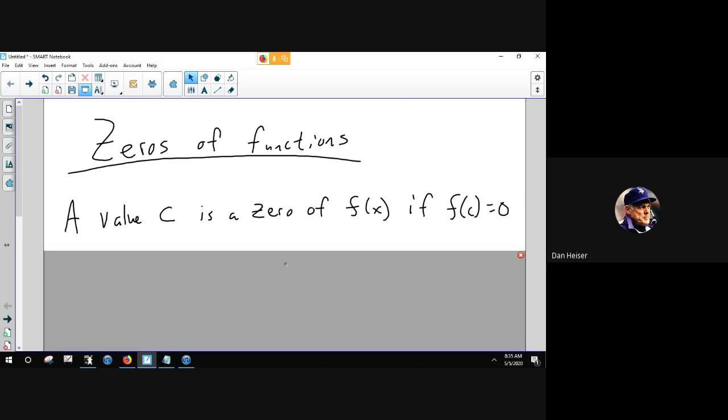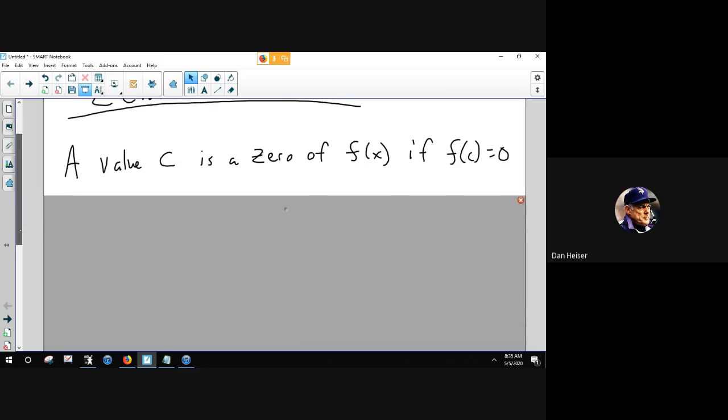We call a zero of a function some value, usually referred to as c, sometimes it's referred to as a, and it's a value that when you plug it into the function, you get the value 0. That's where the name zero comes from. Plug that into f or g or whatever your function is, and out comes the number 0. That's a zero of a function.